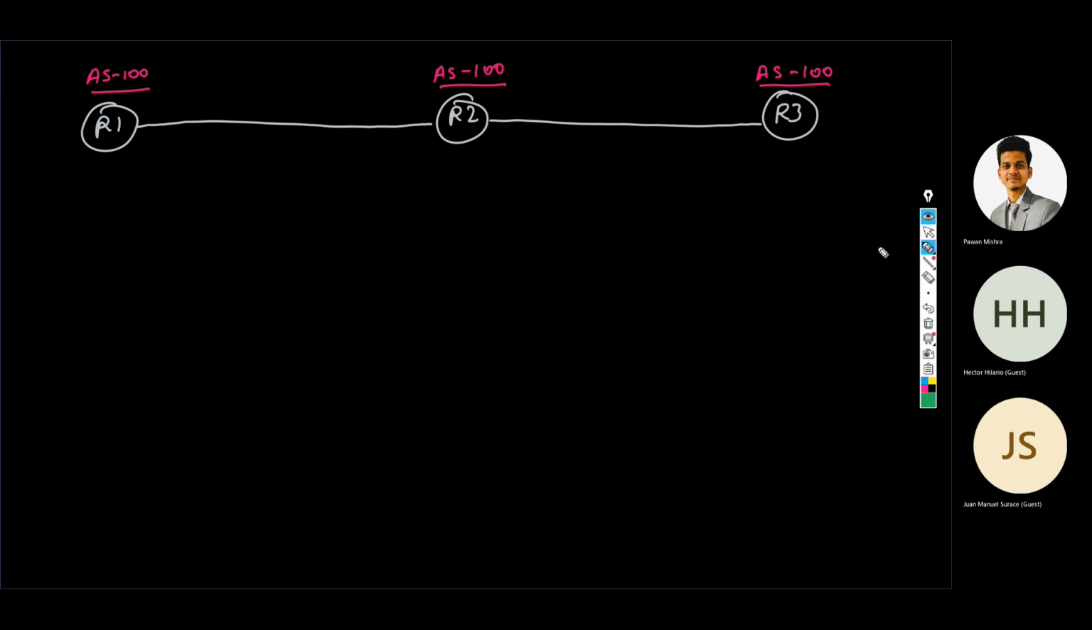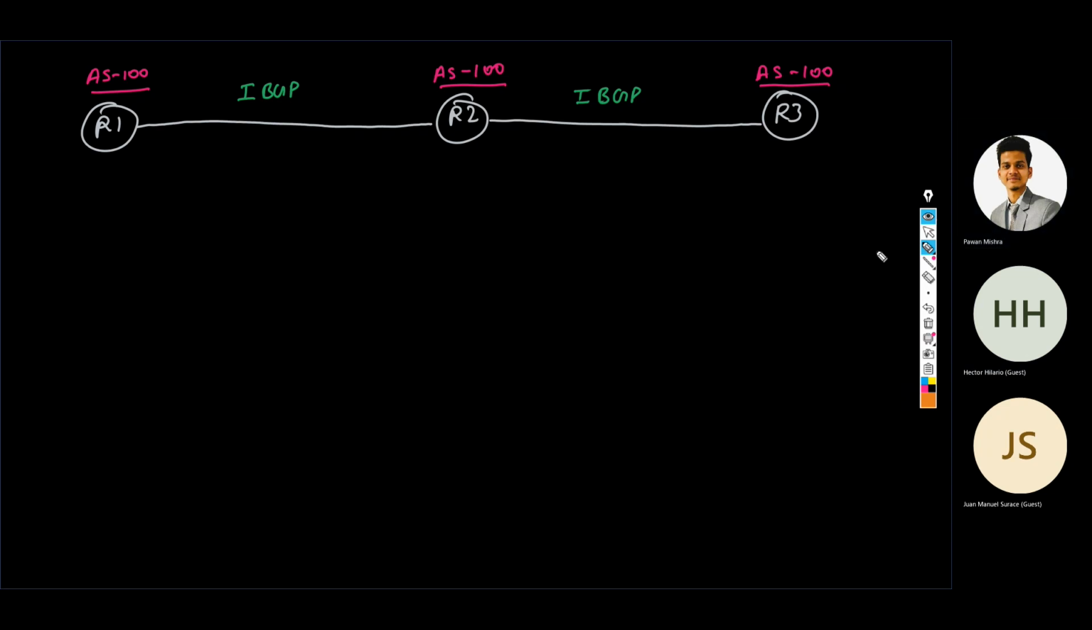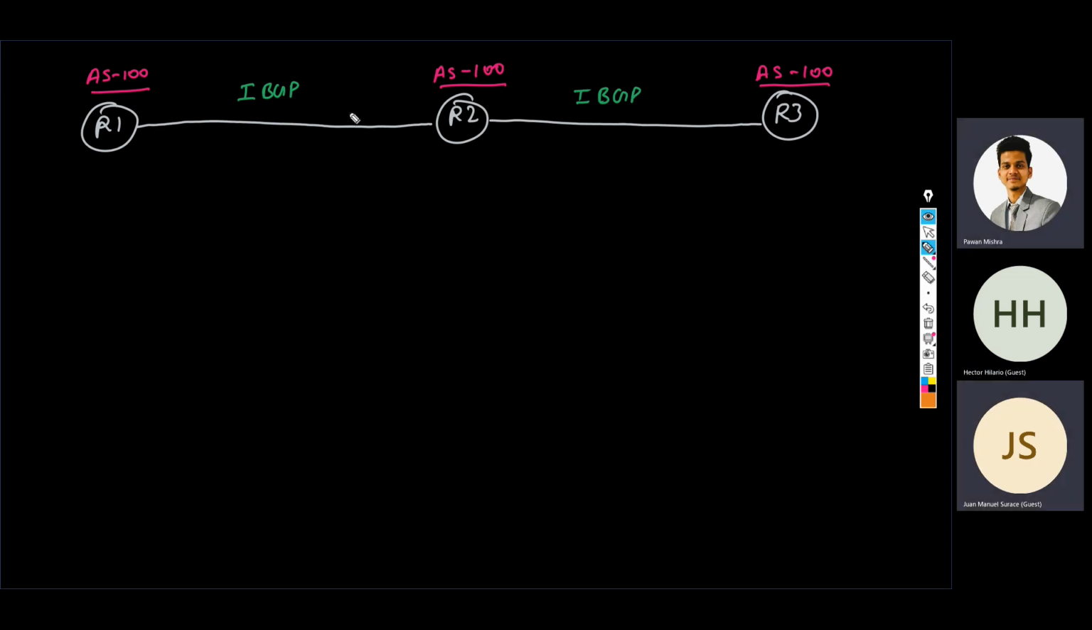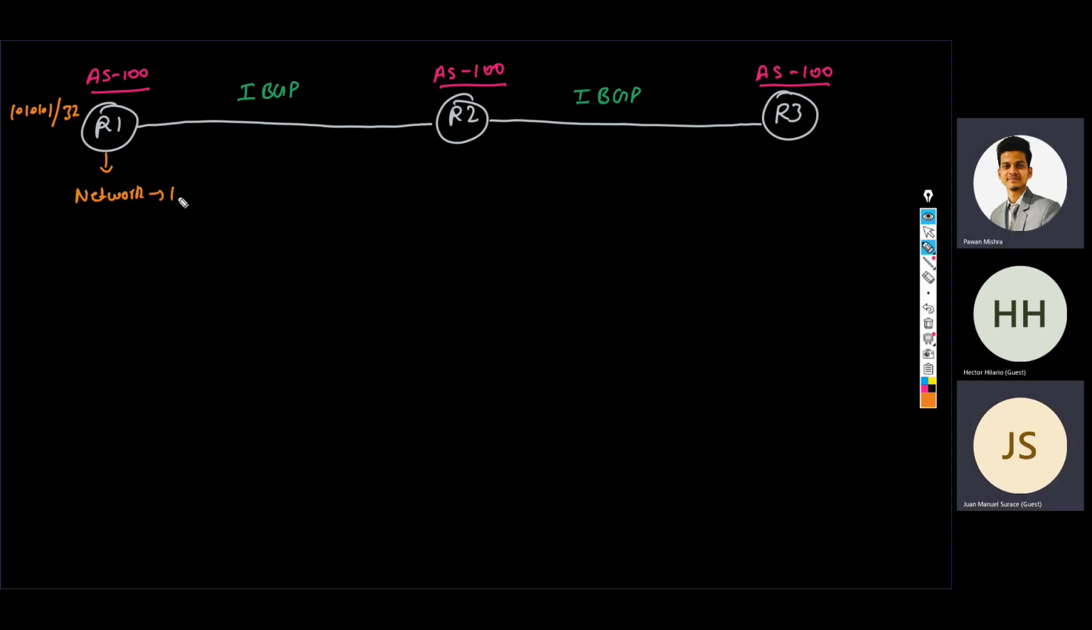Now, it means that between R1 and R2 the neighborship type is what? EBGP or IBGP? IBGP. Okay. Now what happens? What does IBGP say? Let's say this R1 router has a route 1.1.1.1/32. On R1, I'm using the network command, so I can advertise this route 1.1.1.1 with mask 255.255.255.255, a /32.